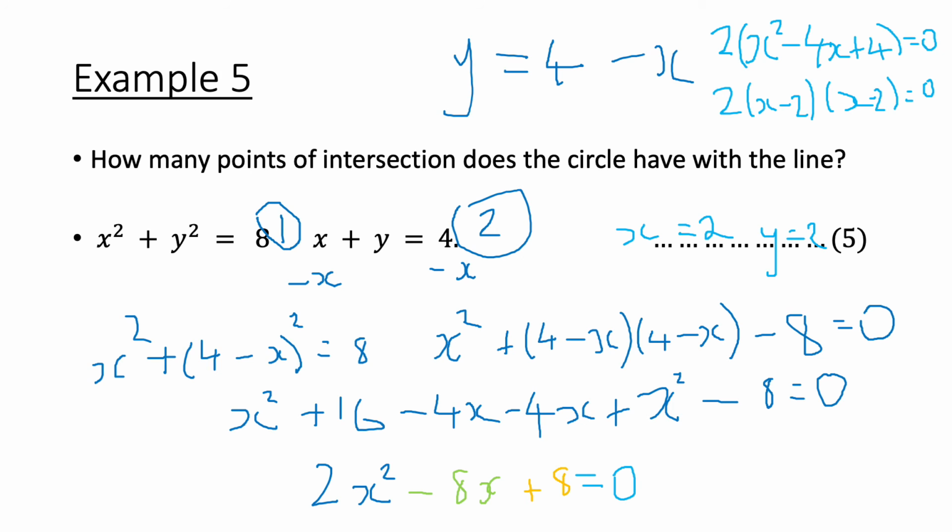Okay, so this line intersects the circle at 1 point, because the quadratic factorizes to what I call a perfect square. What I mean by that is that the solution is the same in both. Normally when I solve a quadratic, it has 2 different solutions, but this one has the same solution here, guys. So I hope that makes sense. Okay, so it intersects at 1 point.